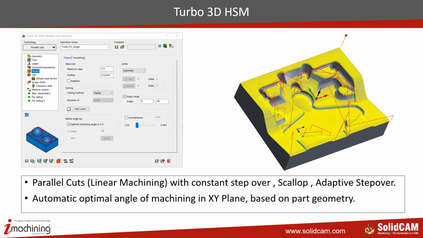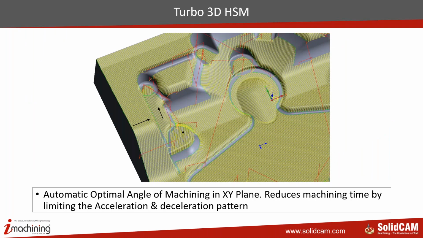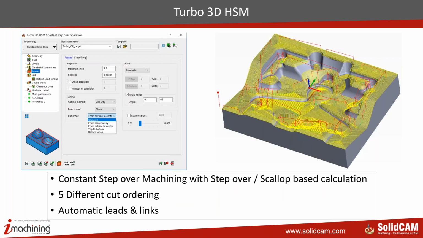And the most interesting part in this case is the automatic optimal angle detection in XY plane. This basically allows SolidCAM to machine surfaces along their natural angles rather than trying to provide an artificial angle from the user like 90, 45, or 0. In such cases, you can see that it is trying to flow, or it's trying to machine along the natural angle of that particular surface. This particular feature helps in reducing machining time by limiting the acceleration and deceleration patterns. Constant 3D step over, again, is based on a similar concept of giving you constant step over on different kinds of geometries.